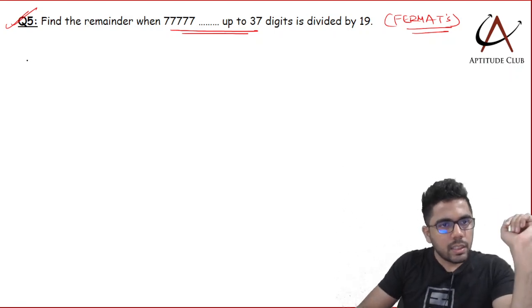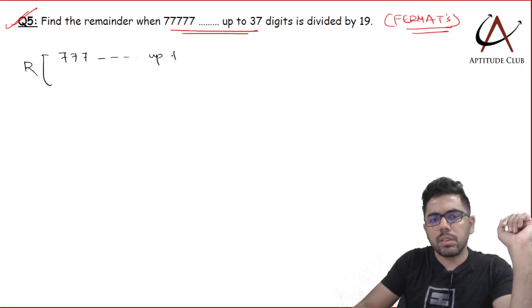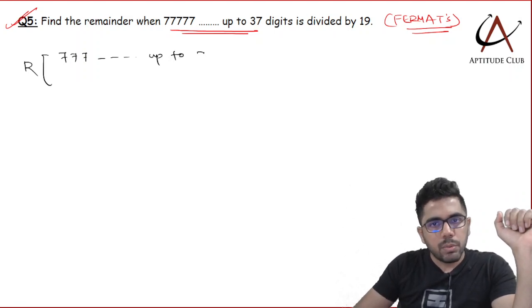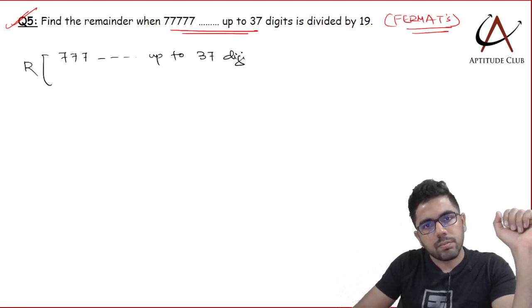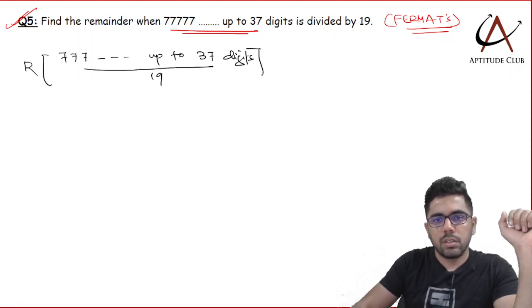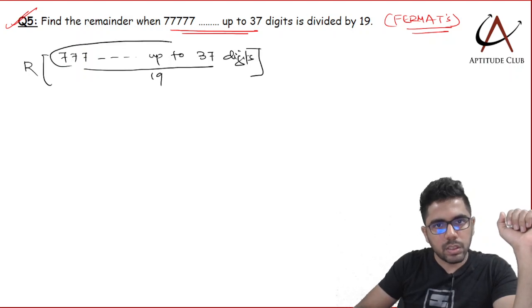So let me write it here: the remainder of this 7, 7, 7. You don't need to remember the theorem. Just for understanding, I'm deriving this up to 37 digits. This divided by 19. So this 7, 7, 7 up to 37 digits.